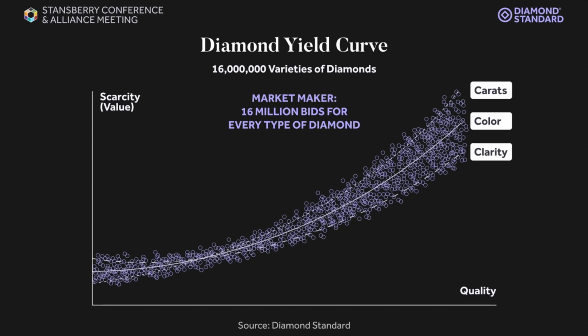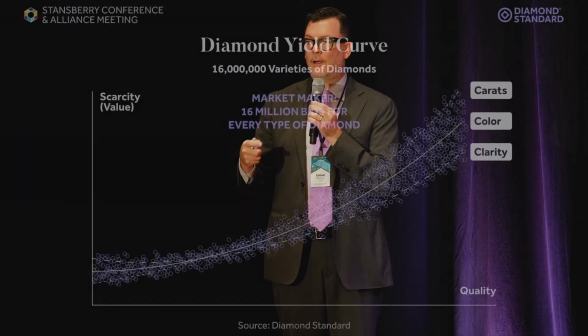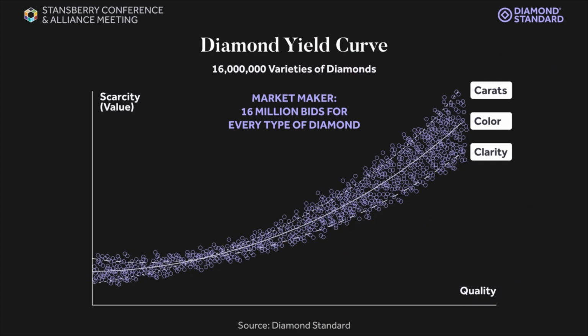For us to make the commodity, we needed to force the market to do something it's never done before, which is to create price transparency. And we did that by bidding, and we do that every week, by bidding on every possible combination of carat weight, color, and clarity.